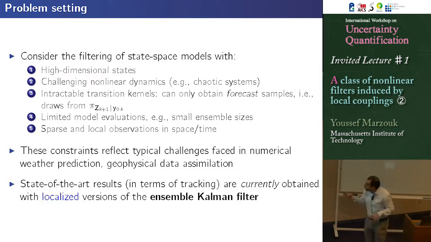Okay? So these are kind of typical challenges. These aren't just entirely made-up challenges. I think these are maybe typical challenges that are faced in numerical weather prediction, or geophysical data assimilation, but on the other hand, you guys are the experts in those things, so you should tell me if those are typical or not. So in this setting, state-of-the-art results in terms of tracking are obtained with various flavors of EnKFs.